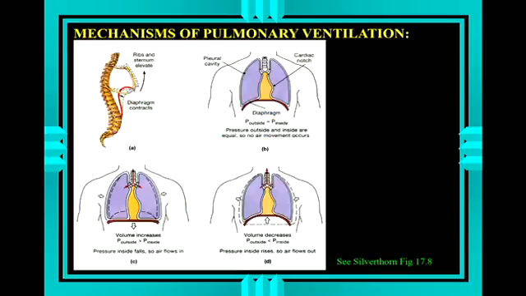Now we're going to start putting all our pieces together to come up with the punchline. And that's what's happening in you and I to control ventilation or breathing. This is a diagram very similar to Silverthorne's, figure 17.8. And it just shows 3 phases of breathing.